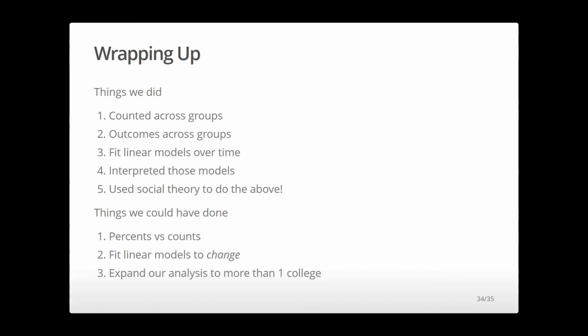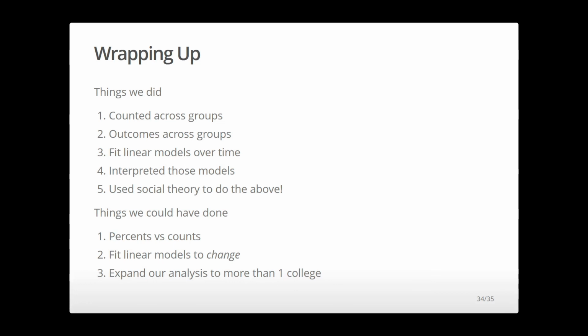Of course, there are plenty of other analytical tasks that we could have undertaken. Instead of raw counts, we could have looked at percentages and how cohorts change over time. We could have compared the changes in completion rates between groups and fit linear models to those changes to see whether, as one group benefits, others also benefit, or if benefits for one group come at the expense of another. We could also have expanded our analysis to some subset of community colleges and seen how COD compares to them.